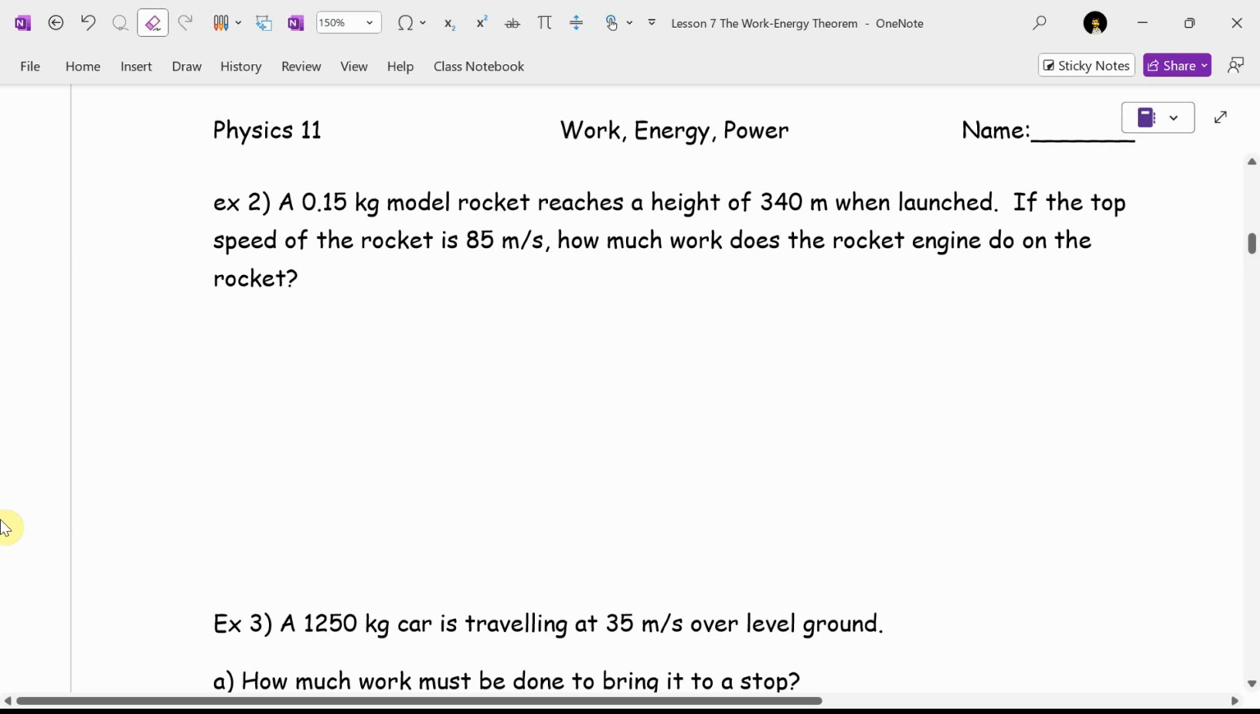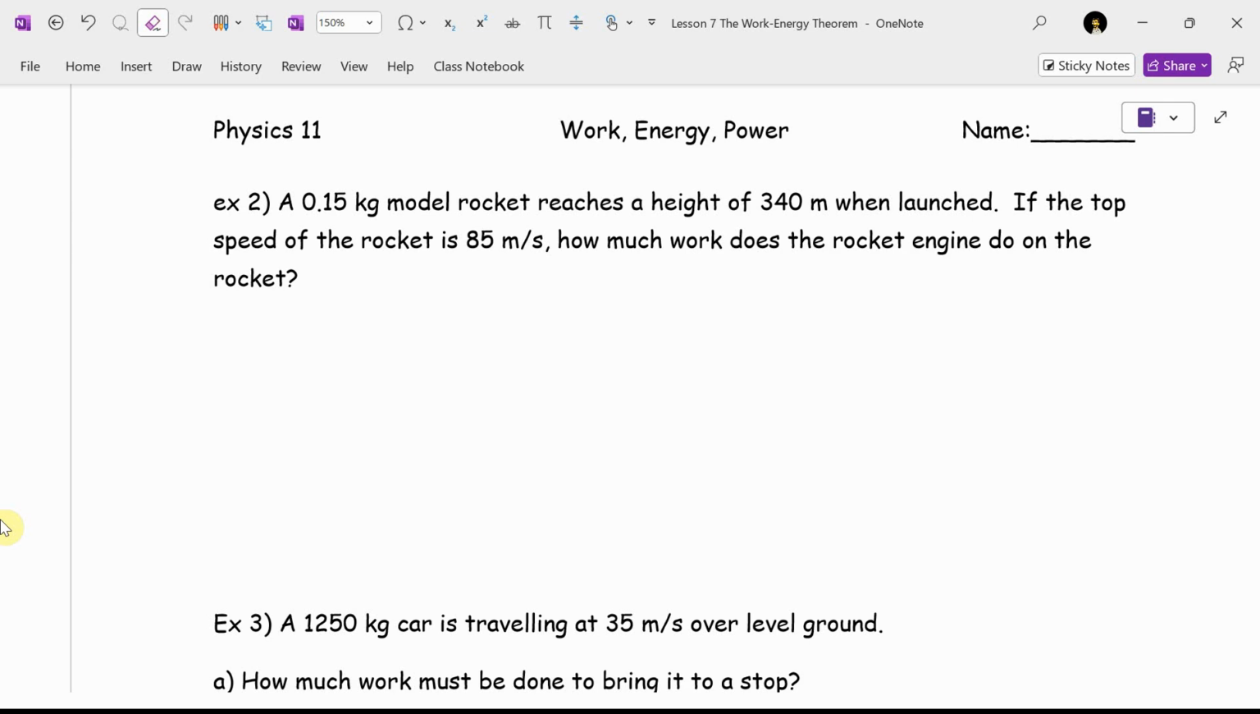Let's do a little rocket science. When we launch a rocket, what we're really doing is we're doing work on the rocket. We're giving it potential and kinetic energy. So a model rocket reaches a height of 340 meters when launched. If the top speed of the rocket is 85 meters per second, how much work does the rocket engine do on the rocket? How much solid booster rocket fuel energy do we need to do this? And you could make these numbers much larger if you wanted to do real life commercial rockets.